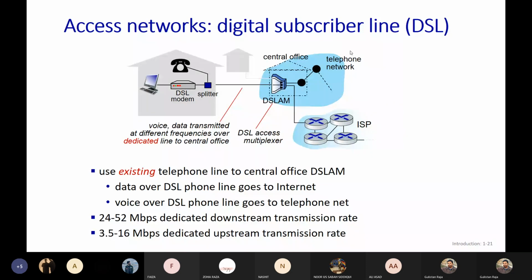So that's why it is dedicated bandwidth to each user. Consequently, the data rate is comparatively higher in the case of DSL. It can have up to 24 to 52 Mbps dedicated downstream data transmission rate, and upstream is different, because it is asymmetric, ADSL. Asymmetric means that the upstream and downstream data rates are not the same. So this is another way of doing this.